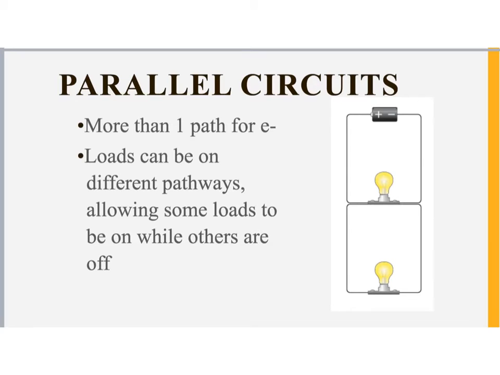Because there are two separate paths for these light bulbs, each of these loads can be controlled independently. So you could have a switch on this path here to control our second light bulb. You could have a switch on our first path that would only control the first light bulb. And if you wanted to shut the entire pathway down, you can put a switch on the main branch. So this part of the circuit here is considered the main branch, and it will shut down the entire circuit.